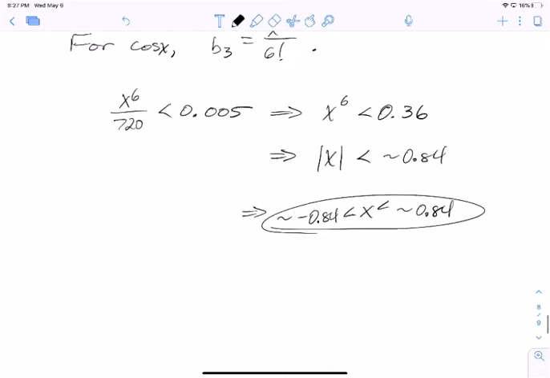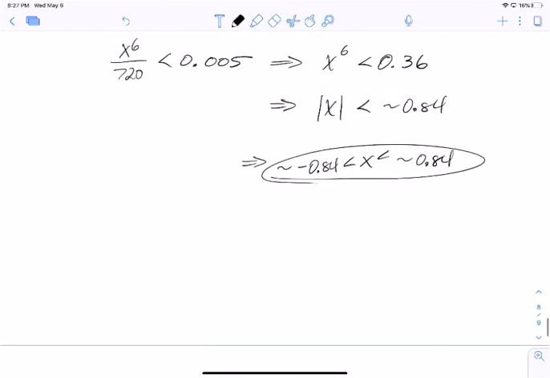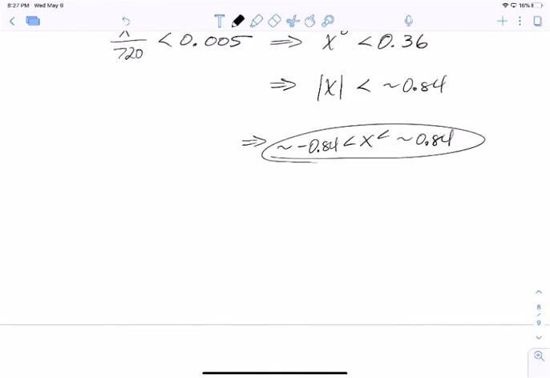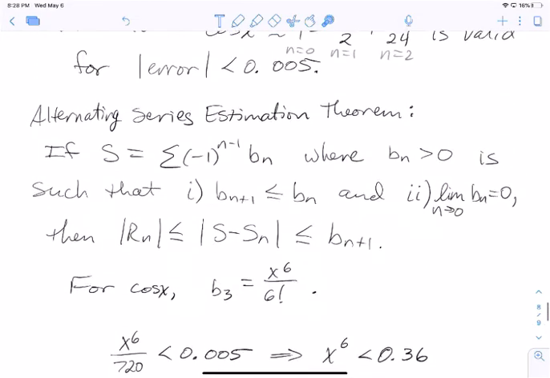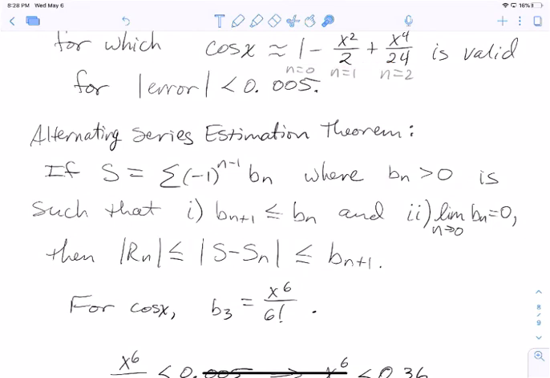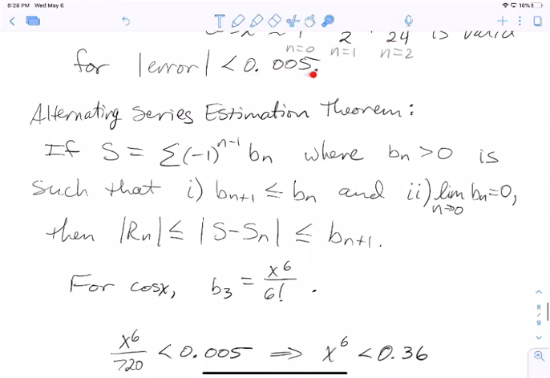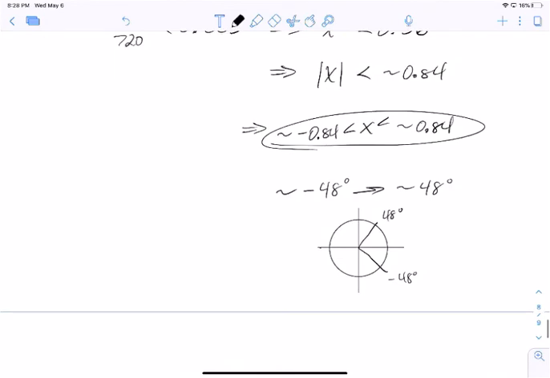Now, how big is this, you ask? 84 hundredths is approximately 48 degrees. So this is a range of approximately negative 48 degrees to approximately 48 degrees. And so in terms of the unit circle, we're talking about a range that's pretty good in size. Just 3 terms of the cosine expansion is sufficient to be accurate to within 5 thousandths for this entire portion of the unit circle.